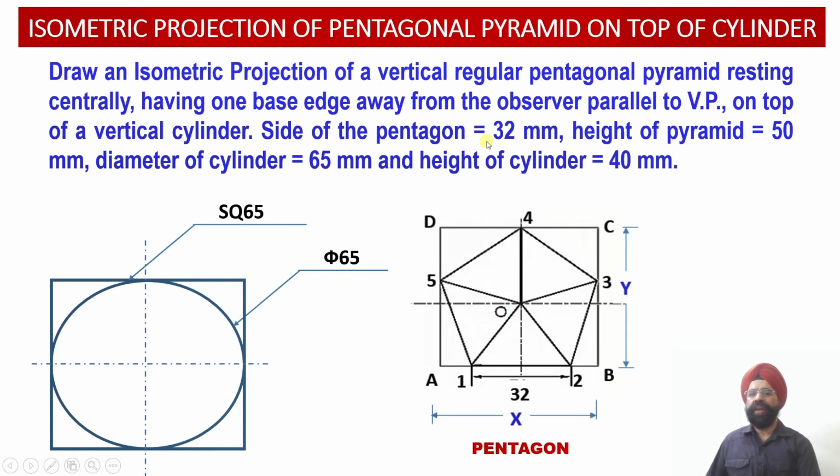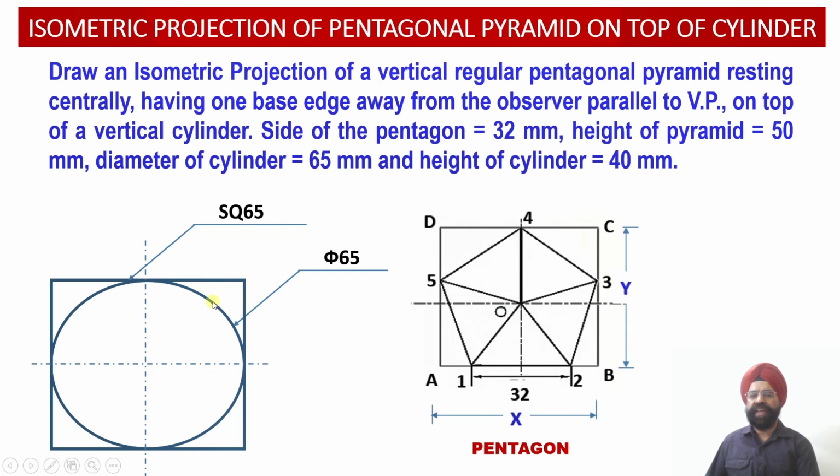Next, we have got a cylinder which is having the diameter equal to 65 millimeters and the height of the cylinder is given to us as 40 millimeters. So this is the diameter of the cylinder, which we have marked as 65 millimeters. So we cannot draw this cylinder directly onto the isometric projection, right? So this circle will appear as an ellipse in the isometric projection.